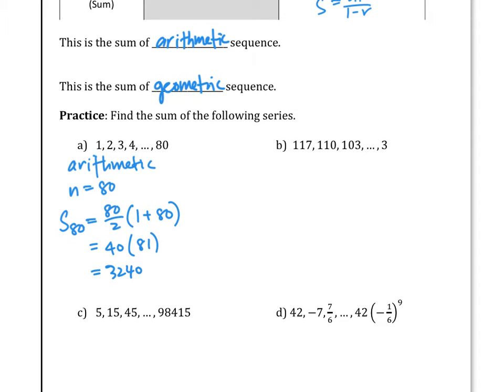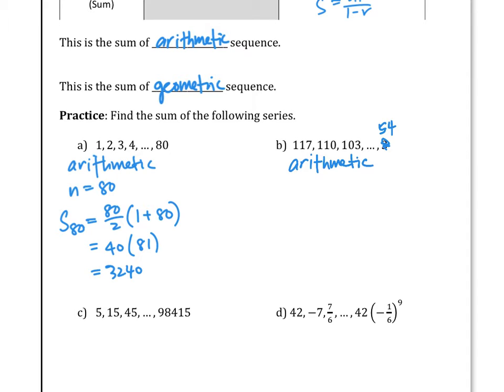All right, let's look at B. Let's change the number a little. Let's change 3 to 54 because 3 actually doesn't work. If you look at the series, you can see that you're subtracting 7 every time. So this is going to be arithmetic. It tells you that the last term is 54.